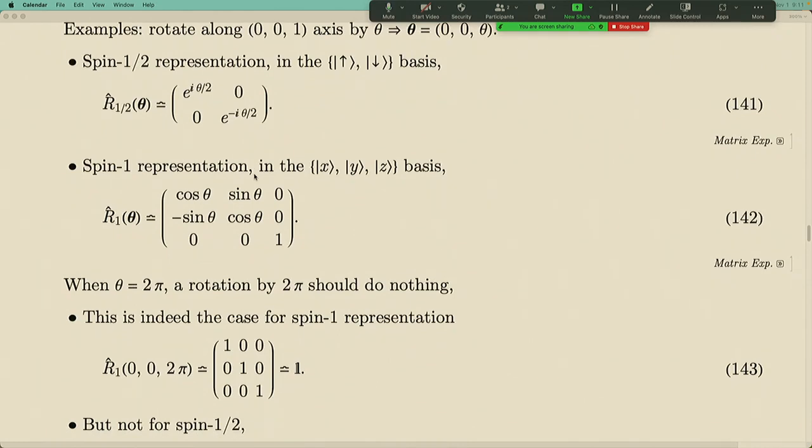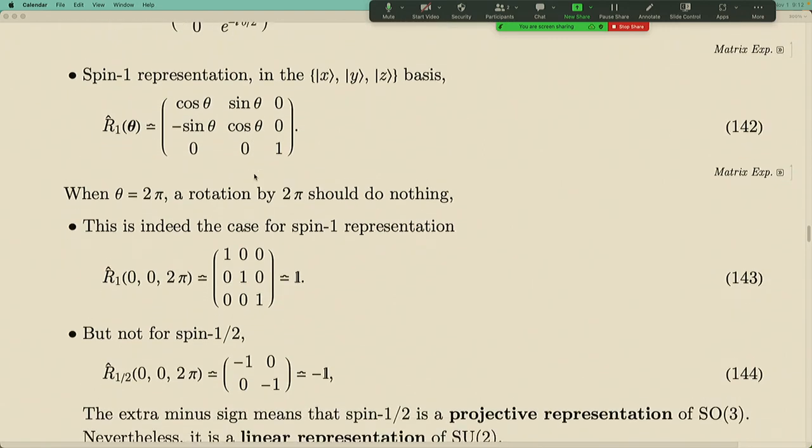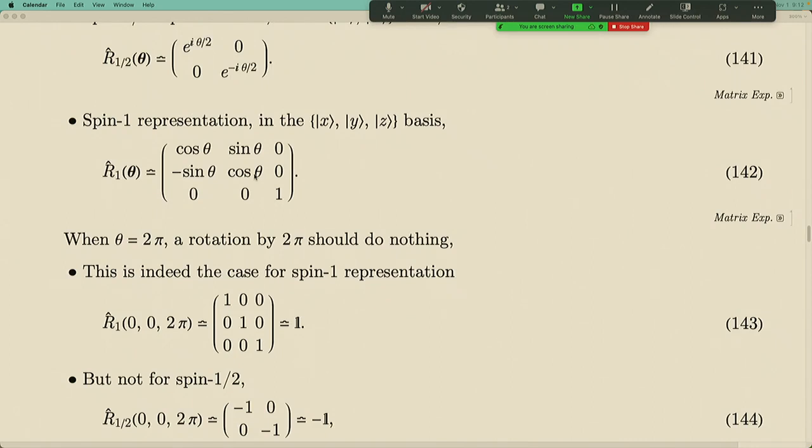When theta equals 2 pi, if you substitute 2 pi into this formula, sine 2 pi is basically 0, cosine 2 pi is basically 1. So you recover the identity matrix, which means if you rotate by 2 pi for a spin 1 particle, the particle doesn't change, it goes back to itself. But if you rotate 2 pi for a spin 1/2 particle, according to the expression up there, if you substitute 2 pi there, and 2 pi will be divided by 2, then that becomes e to the i pi. e to the i pi is actually -1.